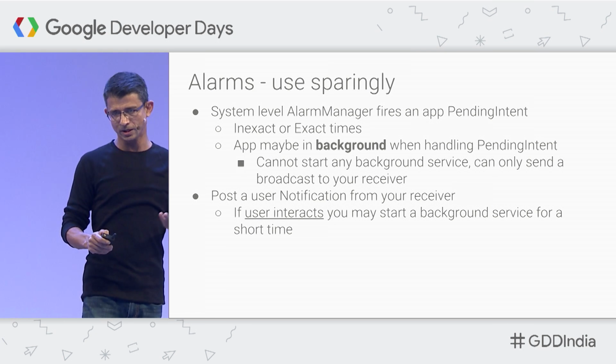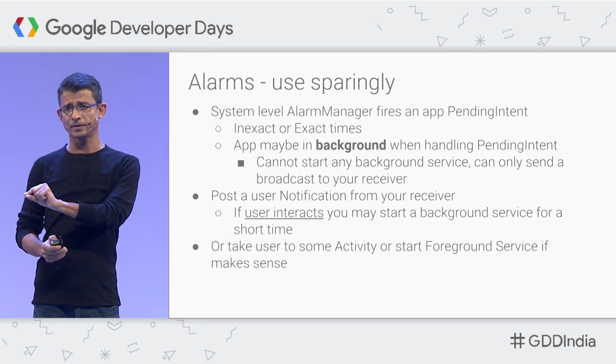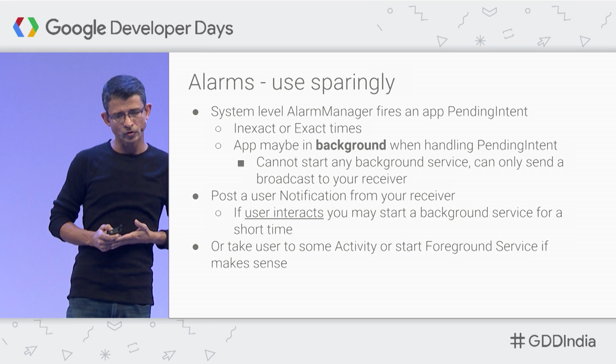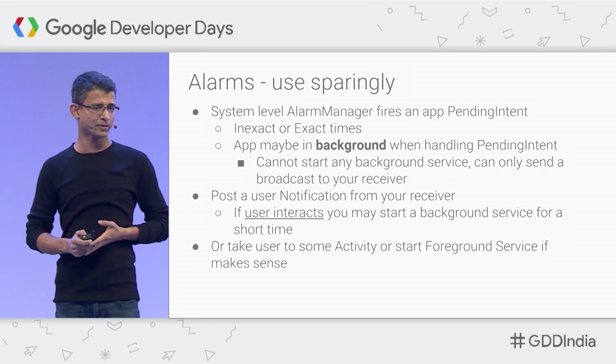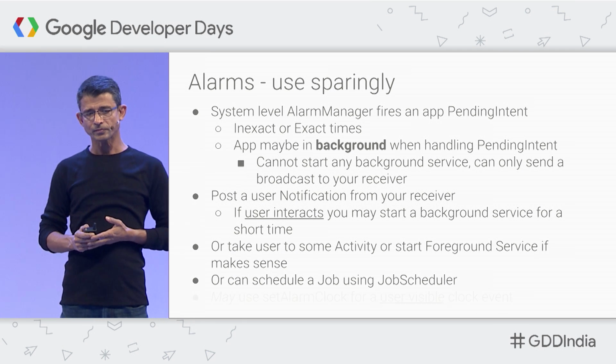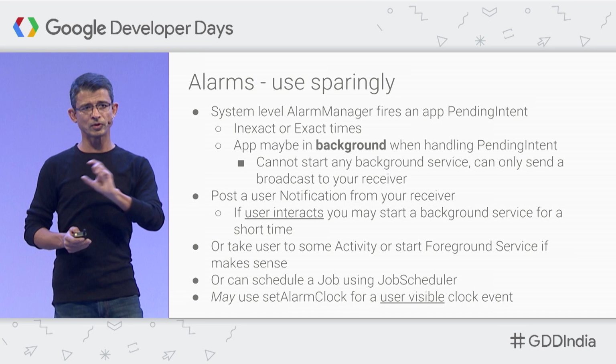Or you can do something else, like with the notification, you can take the user to some activity, like they were expecting something and they see the activity. Or you can even start a foreground service if that makes sense for your use case. You can even schedule a job with JobScheduler with an alarm. And you may even use a set alarm clock functionality for a user visible clock event.